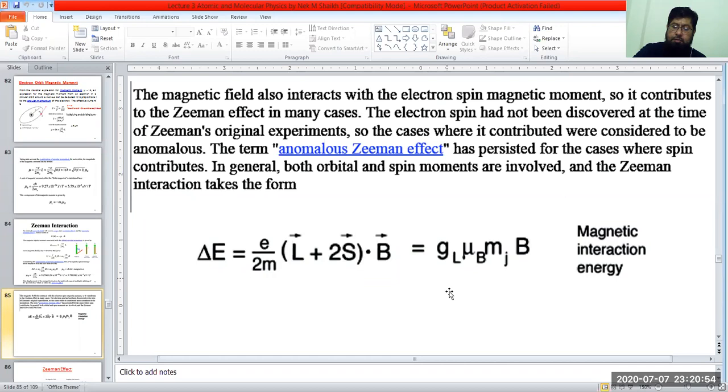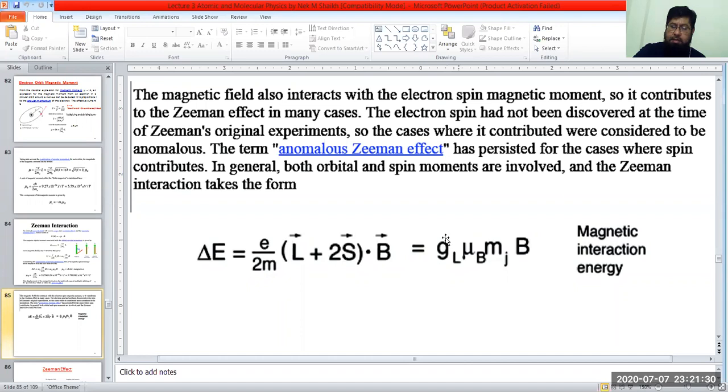So this delta E is equal to g_J mu_B MJ into B. B is the external magnetic field, mu_B is the Bohr magneton, its value is constant, MJ is the magnetic quantum number of the total angular momentum. And g is known as the Landé g factor, and this is one of the spectroscopic constants, and this factor is also known as the magnetic moment factor due to the orbital motion or spin motion.